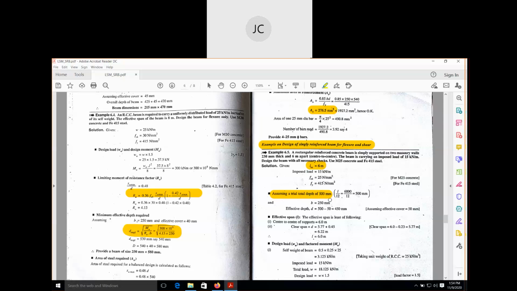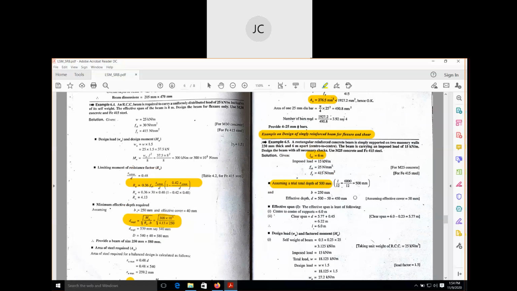Therefore for the effective depth, we again have to assume an effective cover for finding out the effective depth. In this case we are assuming it is 50 millimeter. Therefore the effective depth will be total depth minus effective cover.